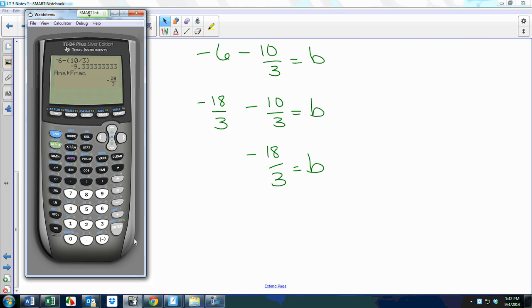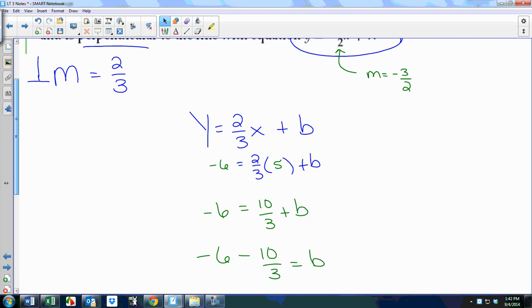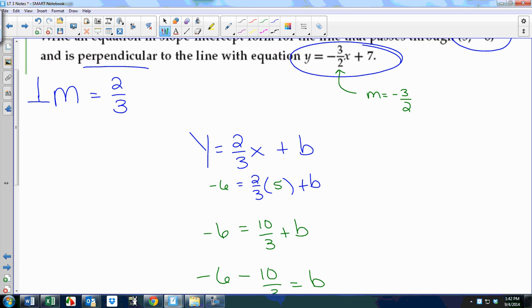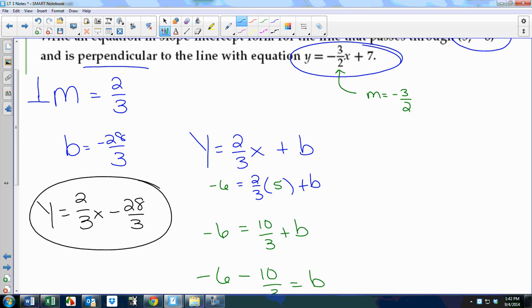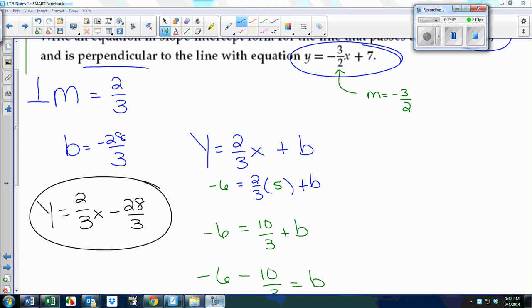All right, but now finish the problem. What is the slope-intercept form? Our m was 2/3, our b was -28/3. So our final answer, y equals 2/3 x minus 28/3. And that's Learning Target 3 notes. Nothing new, all Algebra 1.